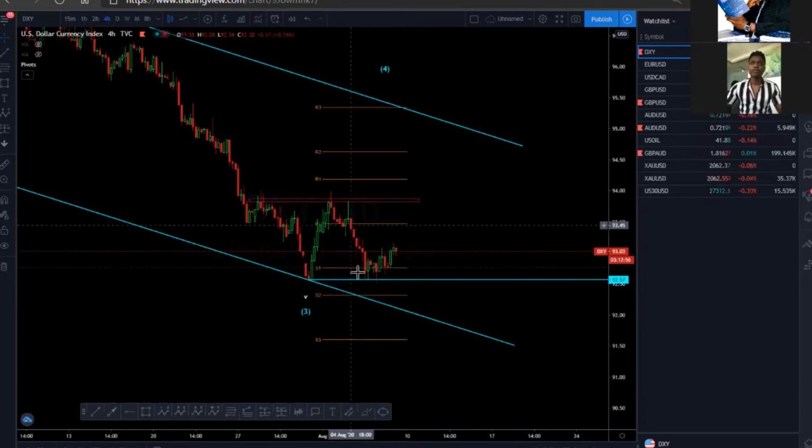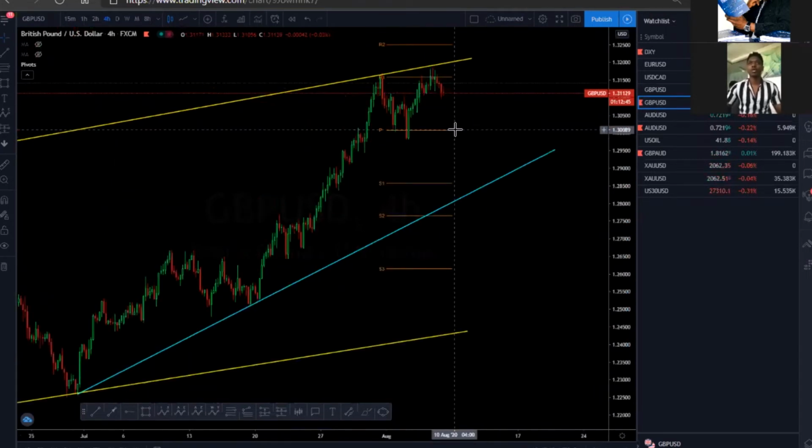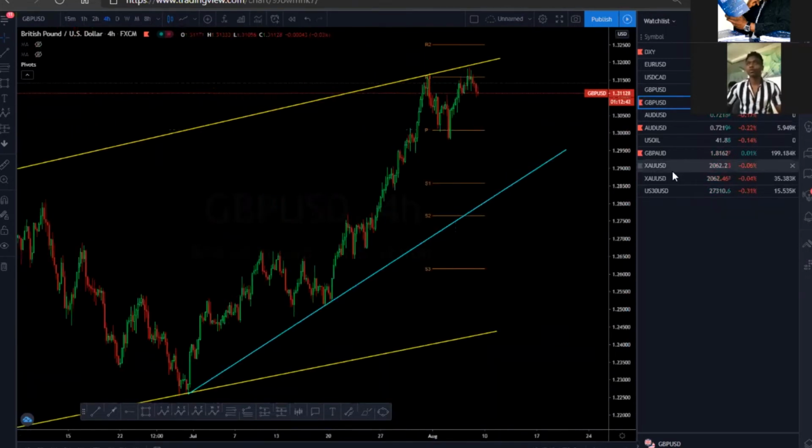The market failed to form new lows yesterday, but today please be keen on NFP, be keen on it. It might give that volatility or push for where the market is meant to go later on next week. Okay, so that's what I'm looking at.